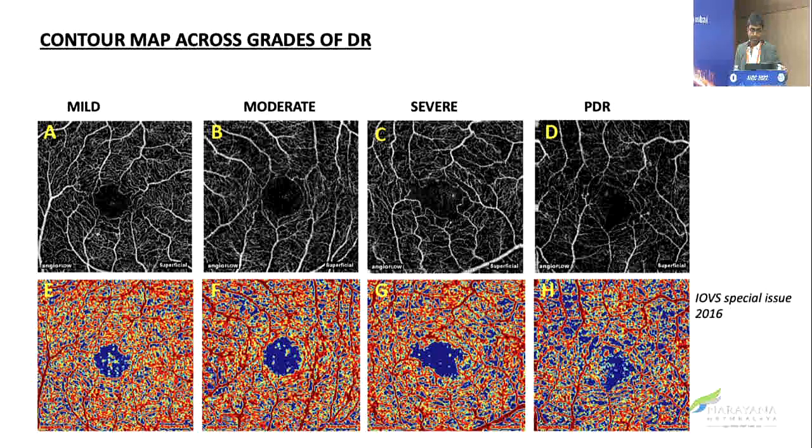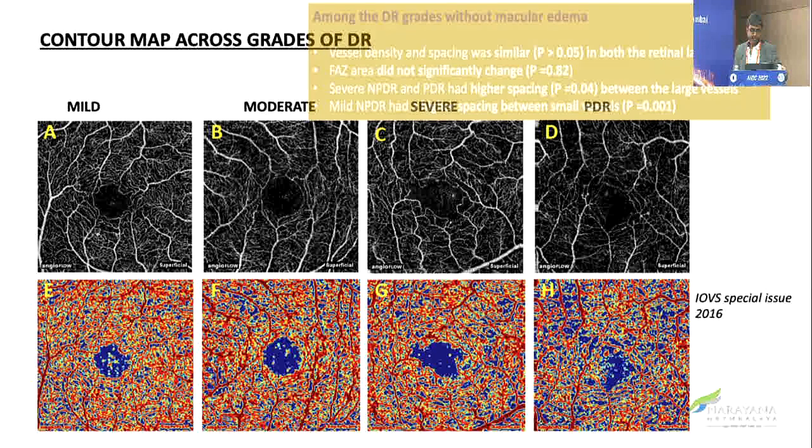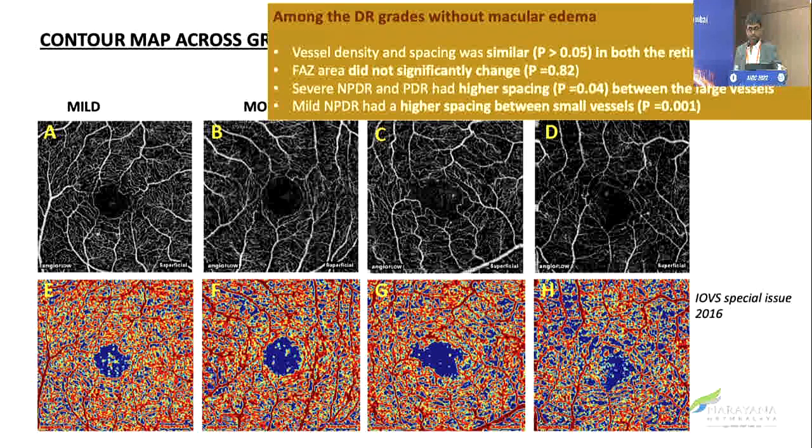We did a study in cases with diabetic retinopathy without macular edema. We had seen progressive decrease in vessel density and increase in FAZ over grades of diabetic retinopathy, but it was not statistically significant in both layers across grades, and FAZ also did not significantly change, but the spacing between the vessels changed when the diabetic retinopathy grade increased.